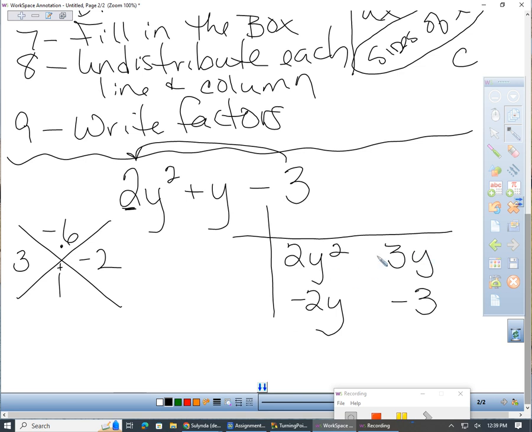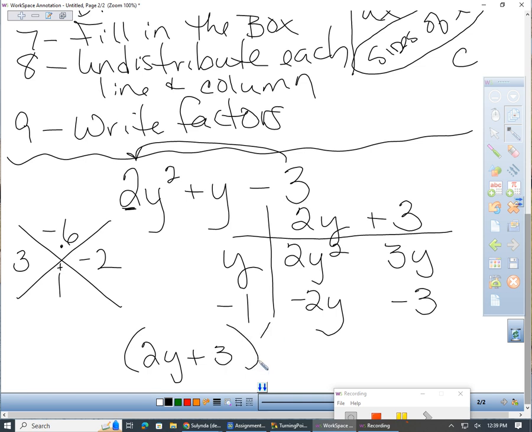In the top line, what do I have in common in 2y squared and 3y? Y. Correct. That's the only thing in common, right? What do I have in common in negative 2y and negative 3? Negative 1. Up and down, what's in common in 2y squared and negative 2y? 2y. And what's in common in 3y and negative 3? 3. So now all we do is write our factors. We have 2y plus 3, and we have y minus 1. That's it.